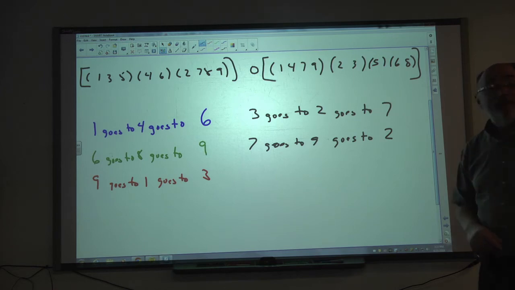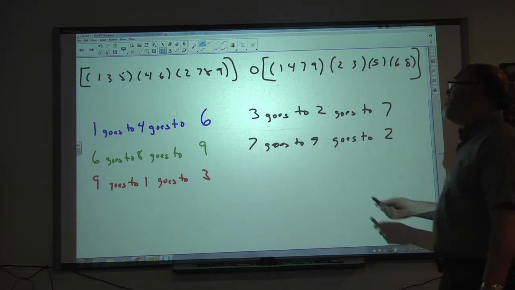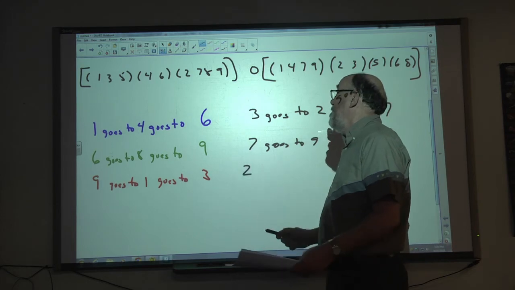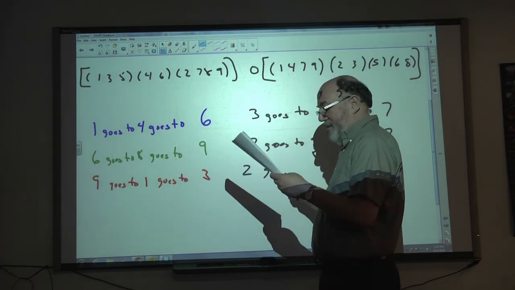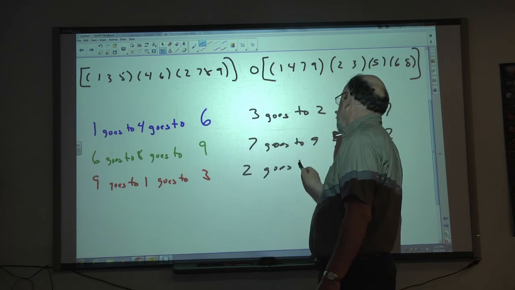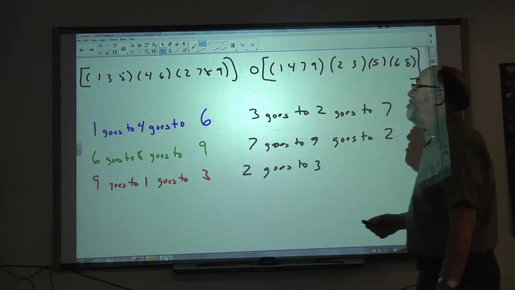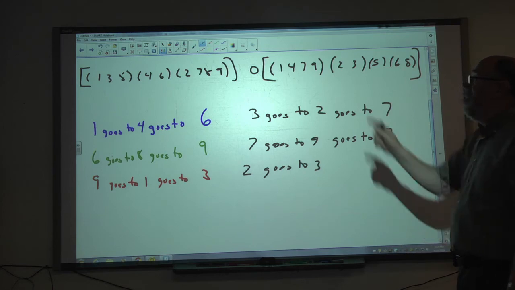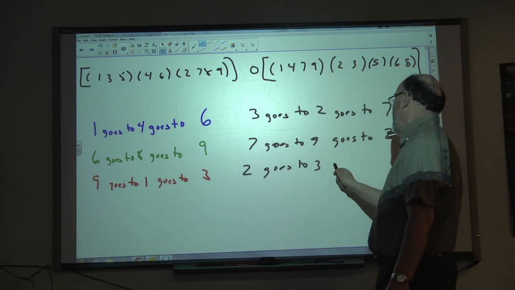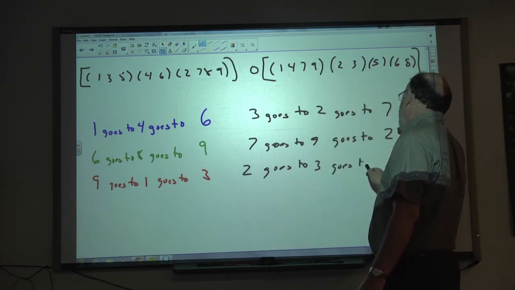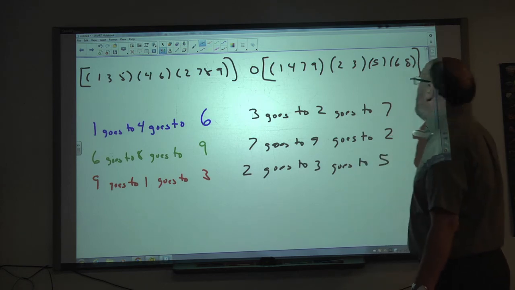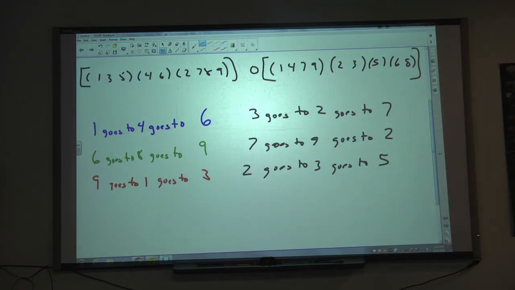Yeah, the other side. And then 2 goes to 3. And 3 goes to 5. And then at that point, it ends up that we're done, because when I look at the next one, I would have 5, and 5 goes nowhere. 5 is a dead end.